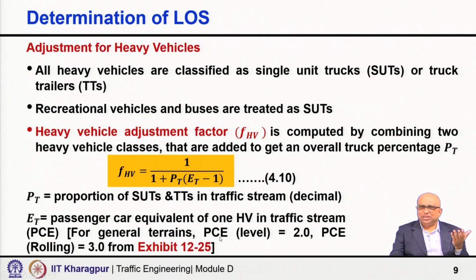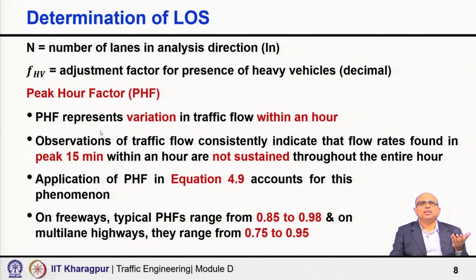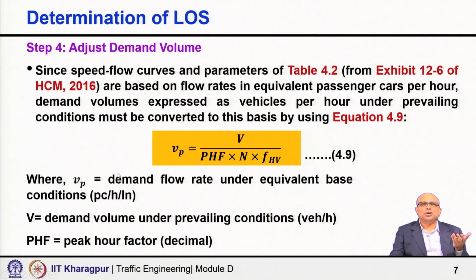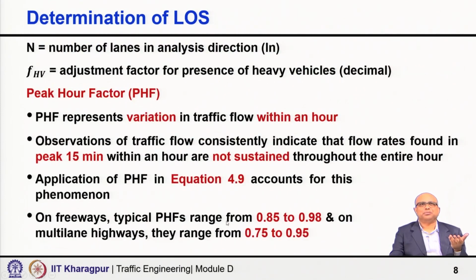and that is obviously, the effect of heavy vehicles will depend on the terrain condition also. So, for level terrain the PCE is taken as 2, and for rolling terrain the value is taken as 3. So, that is the value of ET we can take appropriately, PT we know. So, we can calculate FHV, and the number of lanes we already know. So, we can now get the value of Vp, which is the demand flow rate under equivalent base condition.